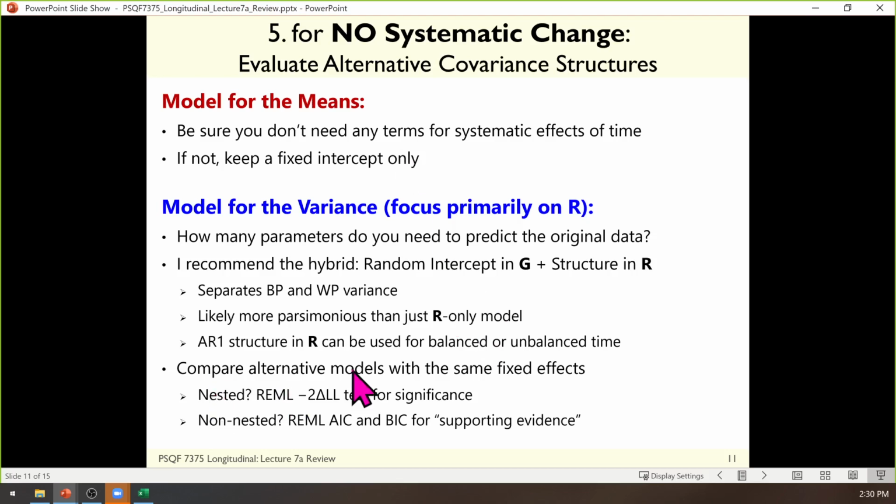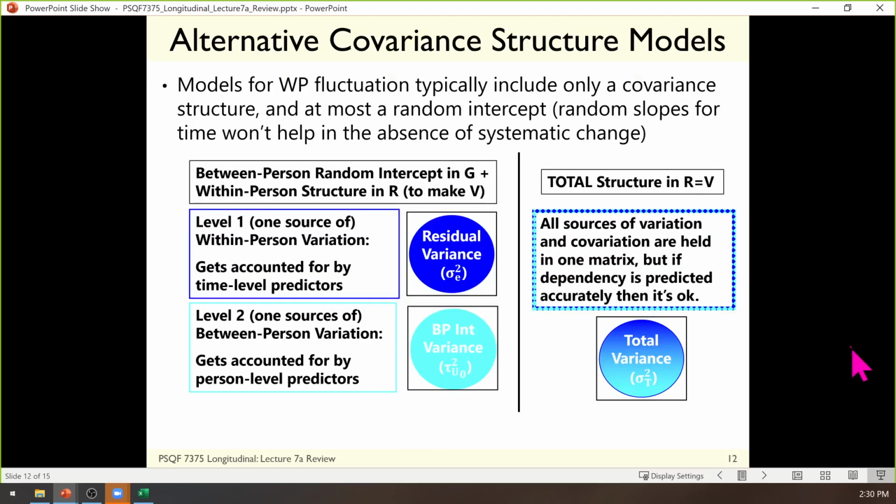And so we can do likelihood ratio tests between nested models. We can do AIC and BIC for supporting evidence as well. So in that case, we end up with something that looks a little bit different. In the alternative covariance structure models, there were 2 main kinds of families. There was R only and then R and G. Do you remember this? Does this sound vaguely familiar? There were R only models and then there were G and R models.